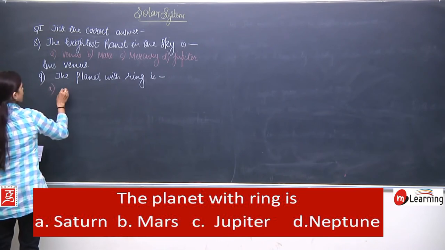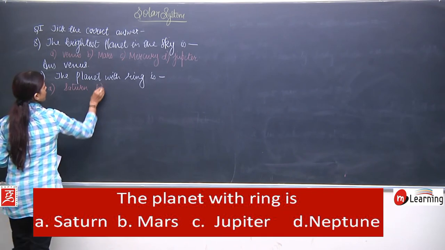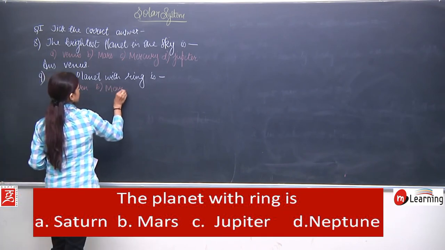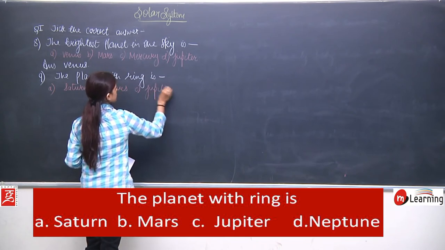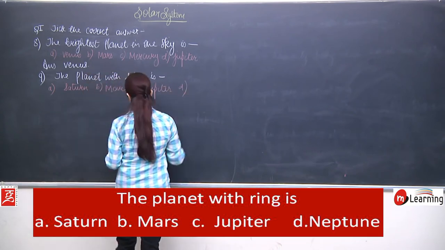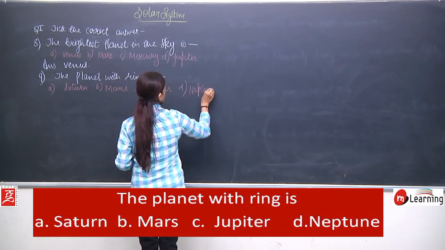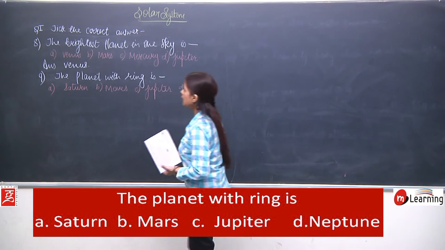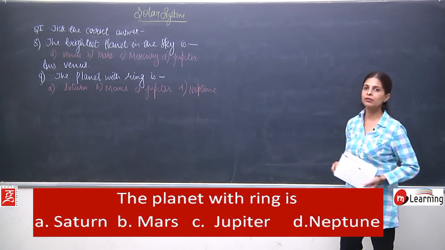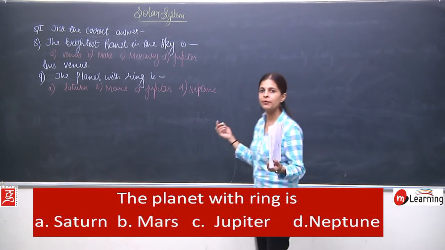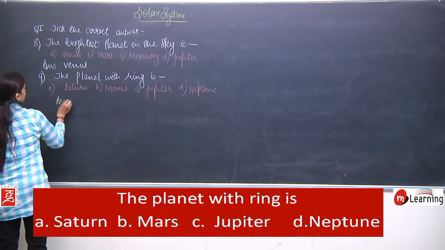The options are Saturn, Mars, Jupiter and Neptune. Children, the correct answer is what? The planet on which the prominent rings can be seen, or the planet which has got the rings, is none other than Saturn.